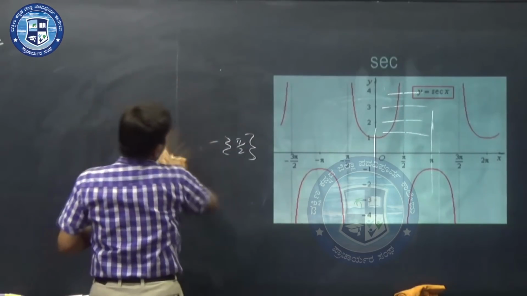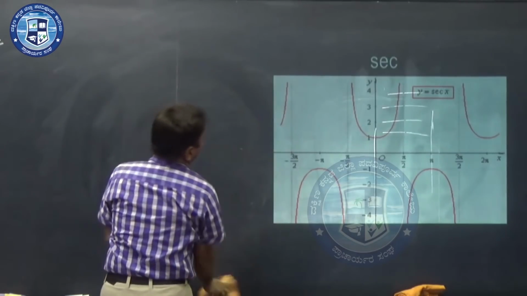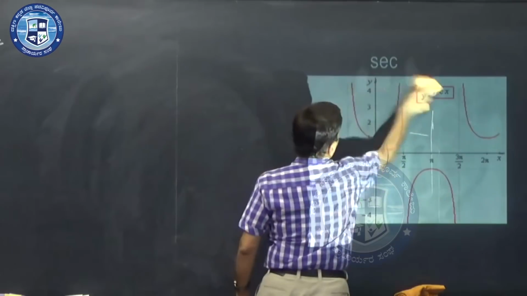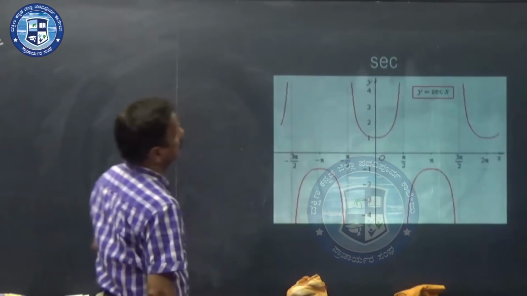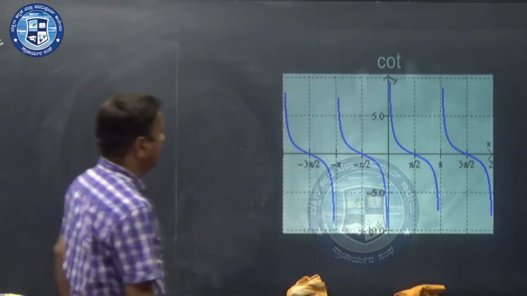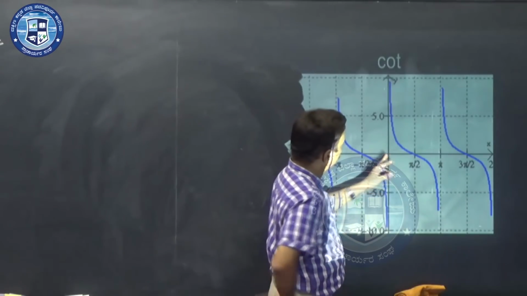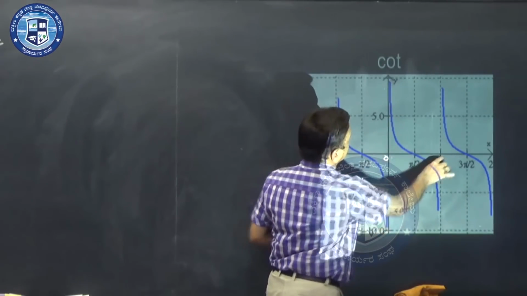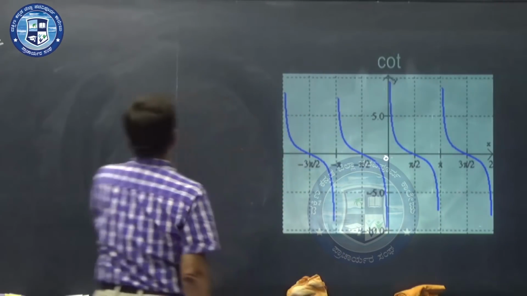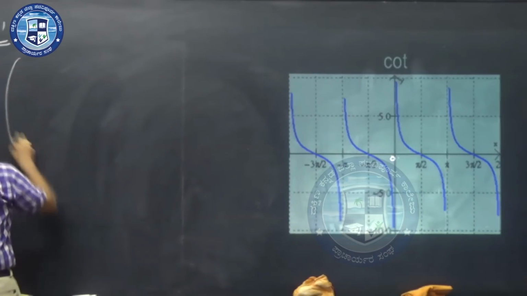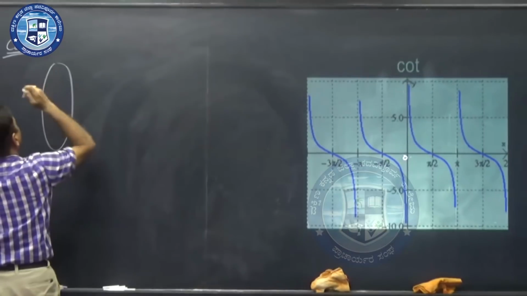But there is a peculiar behavior of cot. Let us see the graph of tan, then the cot graph we will see next. If you see the cot graph, you find that it is continuous between 0 to pi. This is x equals 0 and this is x equals pi. You find that it is continuous. That is why when you consider the cot function, first we will consider cot, then we will go for cot inverse.